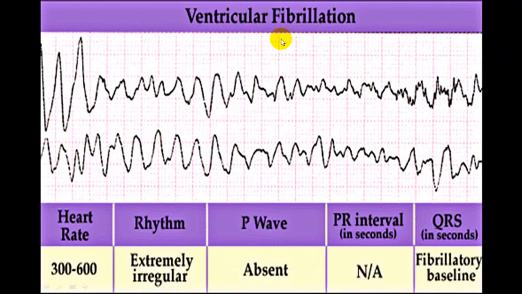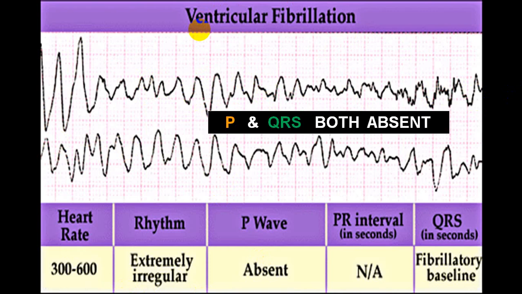Here you can see this is ventricular fibrillation. This was ventricular tachycardia. There is no P wave at all. And then here you can't make out the P wave and QRST. This is an irregular zigzag rhythm, which you cannot make out. And this is classical of ventricular fibrillation.